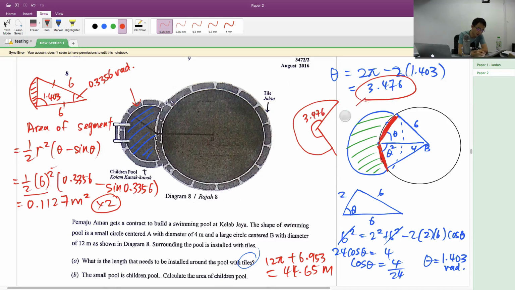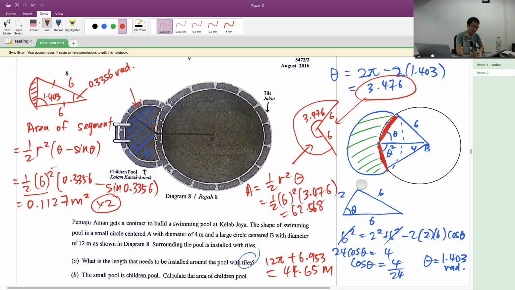This is 3.476, which is here. Right, so yeah. So now I can find the area of the sector. It's half r square theta. So equals to half, this is 6 and 6, right? So it will be 6 square theta, 3.476. So you will get 36 divided by 2 is 18, multiply 3.476. So your whole area should be 62.568. Alright, then you need to minus the whole segment.